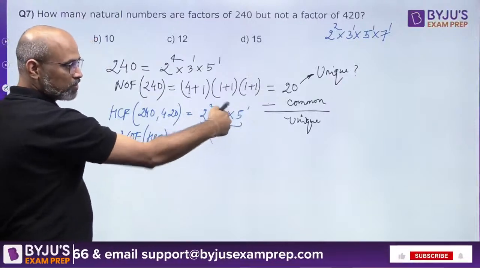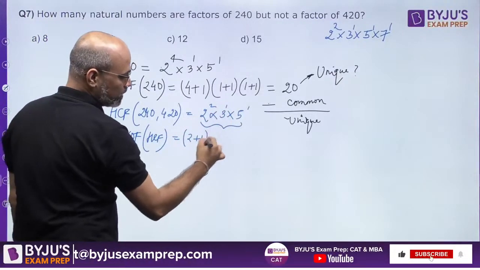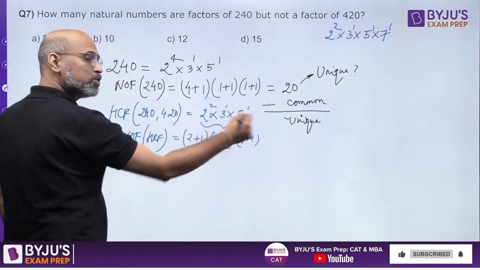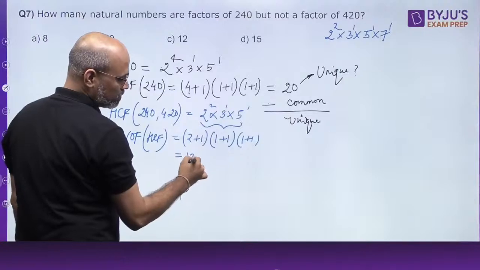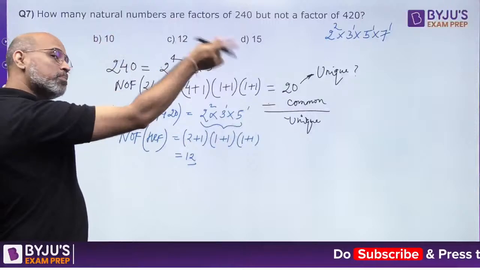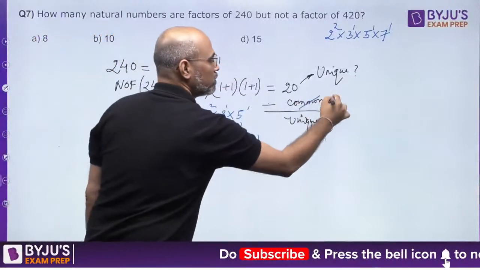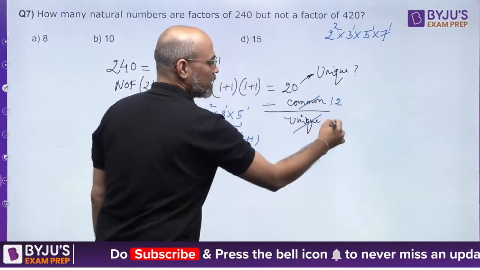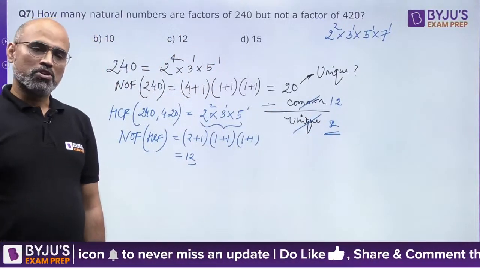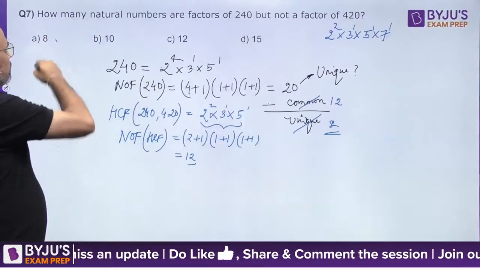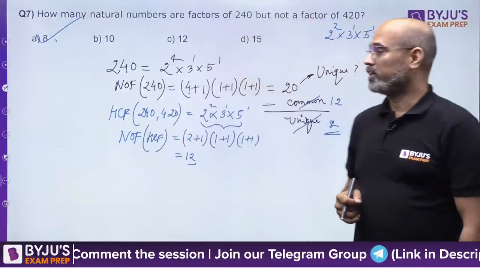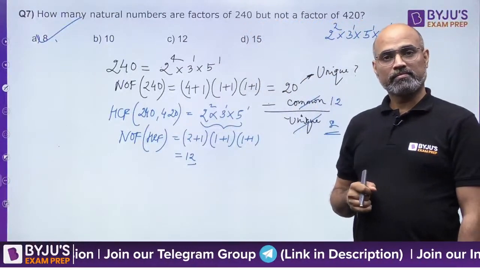So how many factors are we going to have for this? Which is going to be 2 plus 1 into 1 plus 1 into 1 plus 1, which is going to be 3 into 2 into 2, which is going to be 12. So I'm saying out of 20, we have 12 common factors in both. So if I subtract, I will get the unique factors. So Kamlesh was correct. The answer is A. 8 unique factors of 240 exist. Okay?